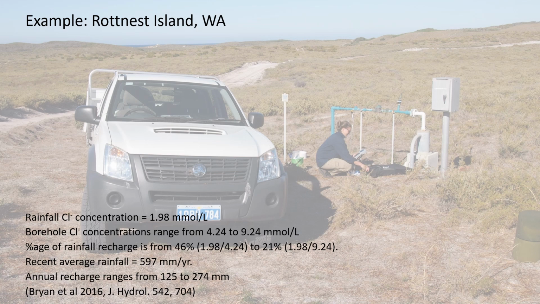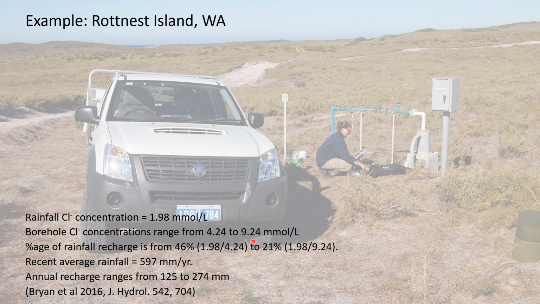The example is from Rottnest Island. This is from the research of Eliza Bryan, who's a former UNSW undergraduate and postgraduate researcher, now working as an environmental consultant. That's a picture of her sampling one of the boreholes on Rottnest. So here we have some data. We have the rainfall chloride concentration, which we measured in the units of just under 2 millimoles per litre. We have the borehole chloride concentration, which ranges between 4.24 to 9.24 millimoles per litre.